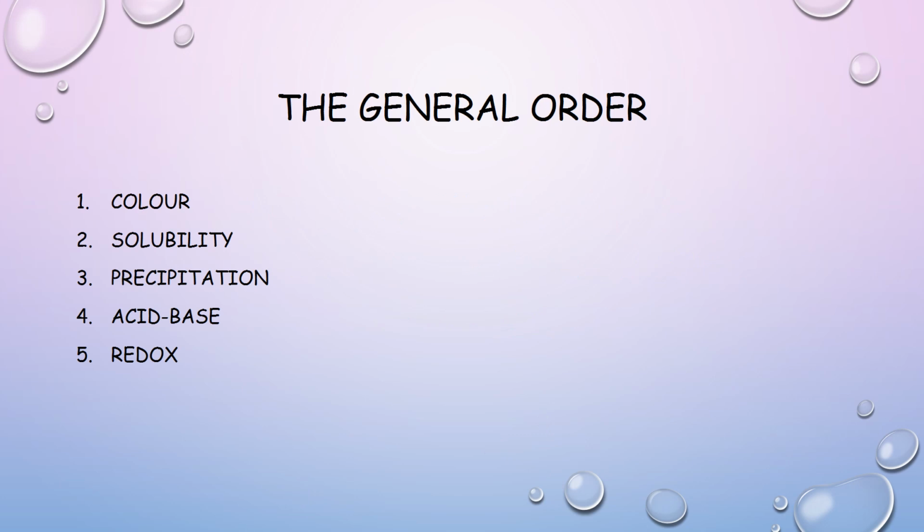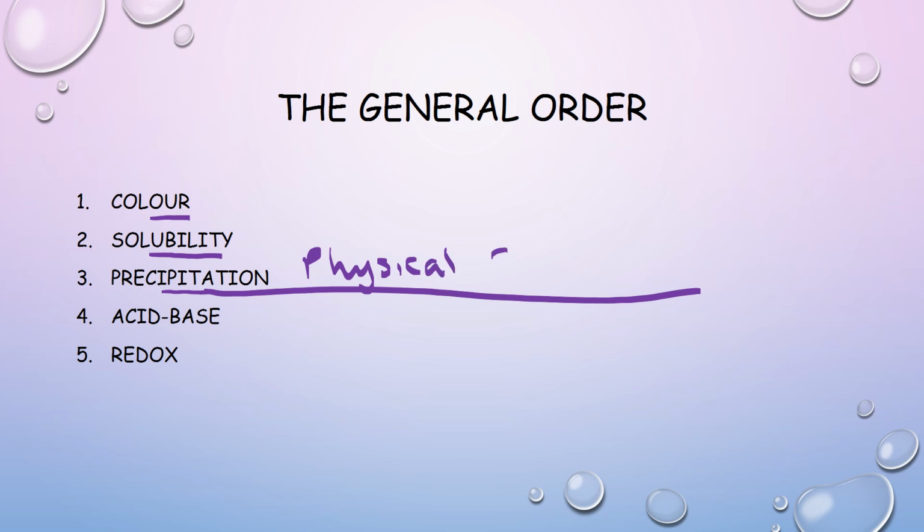The general order for distinguishing a substance is first of all to look at colour, then look at the solubility of the substance, and then precipitation. Now this is where we'll stop for Physical Science Unit 1.